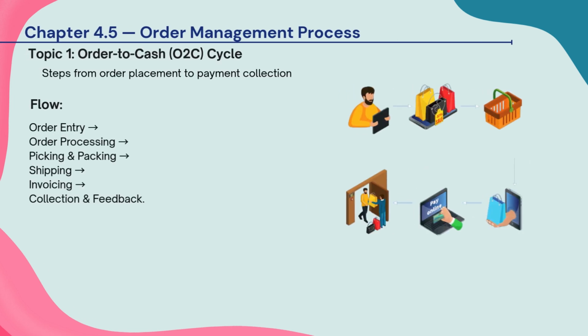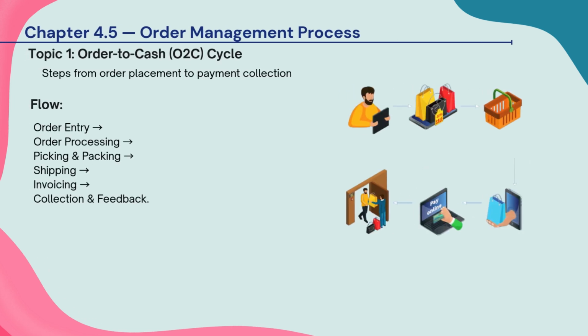This slide explains the order to cash, or O2C, process. It starts when a customer places an order and ends when the payment is received. The main steps are order entry, order processing, picking and packing, shipping, invoicing, payment collection, and customer feedback. The goal is to make order processing fast, accurate, and smooth so customers are satisfied and the company gets paid on time.